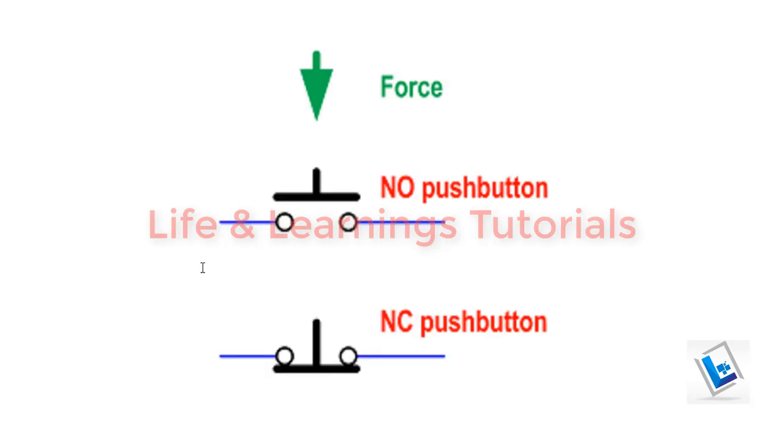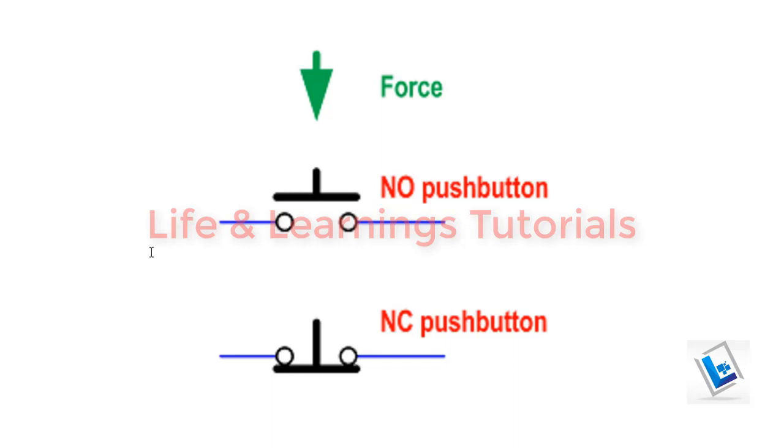These 2 bubble points in this symbol represent the 2 pins of a push button, and this inverted T is the knob of the push button. In a normally open push button, these 2 contacts will be in open position and there will be no direct connection between these 2 bubble points. And for a normally closed push button, these 2 bubble points will be connected internally to a metal plate, which will make the contact from one end to the other end, and we will get a direct path from one end to the other in normal position.